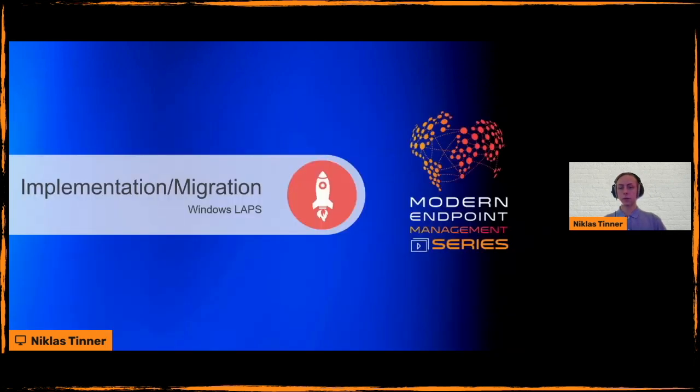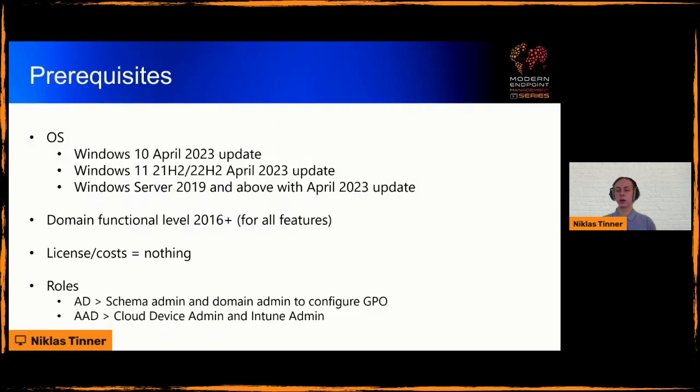Okay, so for the implementation or migration, first I want to talk about the prerequisites. From the operating system, we need Windows 10 and 11 with the April 2023 update installed. That's really important. If you want to check if your device is applicable for Windows LAPS, you can go to the policy definitions, Windows policy definitions, and there you should see a LAPS ADMX file. If that is existing, yeah, you know LAPS is theoretically applicable on your system.